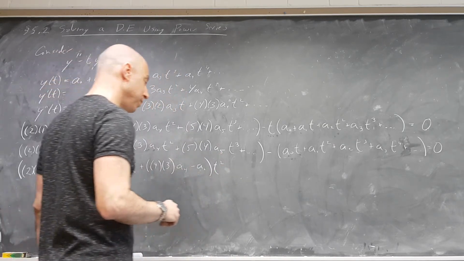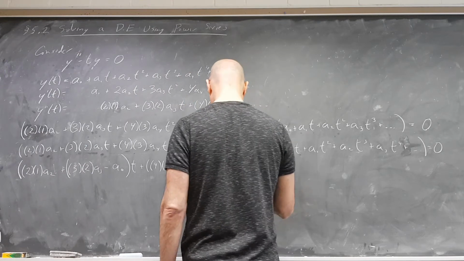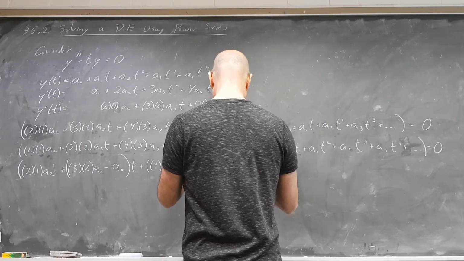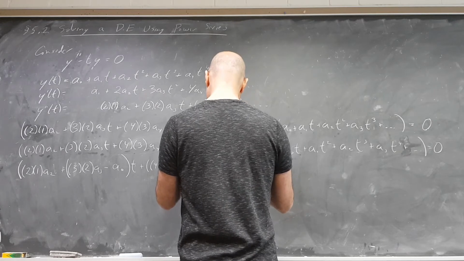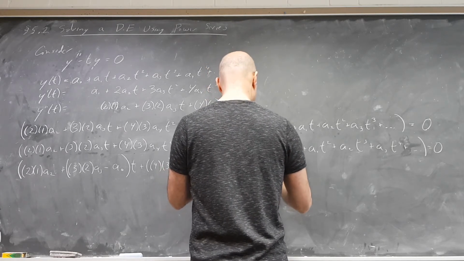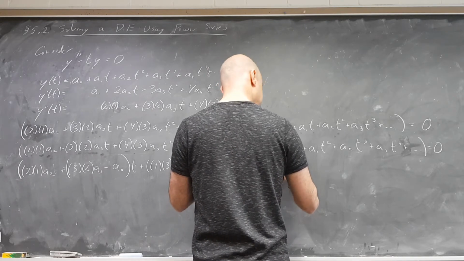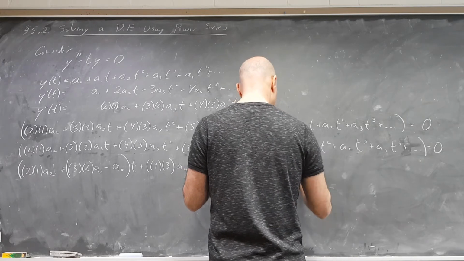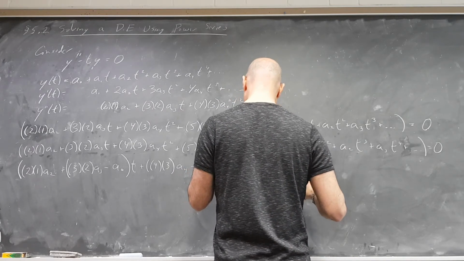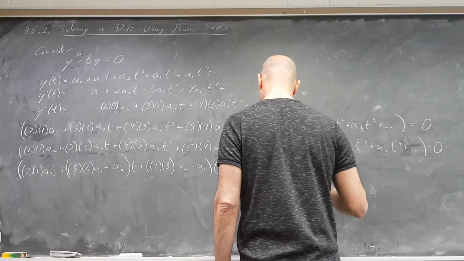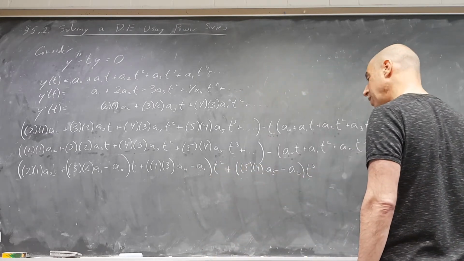And the next term is going to be my t cubed terms. So 5 times 4 times a5 minus a2 times t cubed. Let me put in one more term.